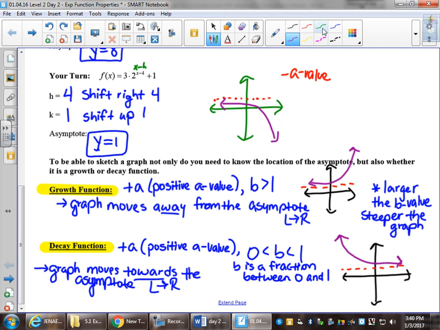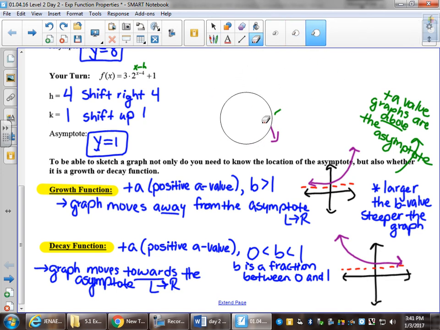So the only note I will write, I want you to write this over here, positive a value, graphs are above the asymptote. And if you notice the graphs we sketched, here for growth, it's above the asymptote. Here for decay, it's above the asymptote. Negative a value would be when it's below. This year, we are not looking at those cases. We're only going to be looking at positive a values.